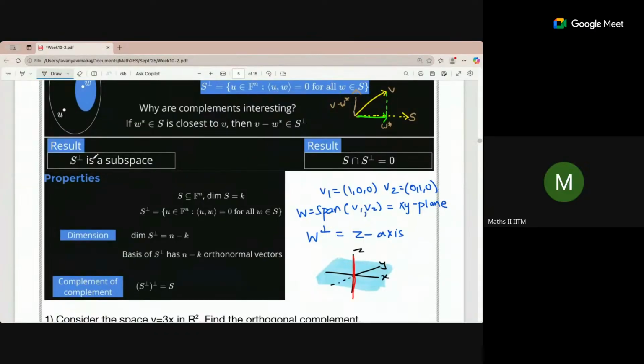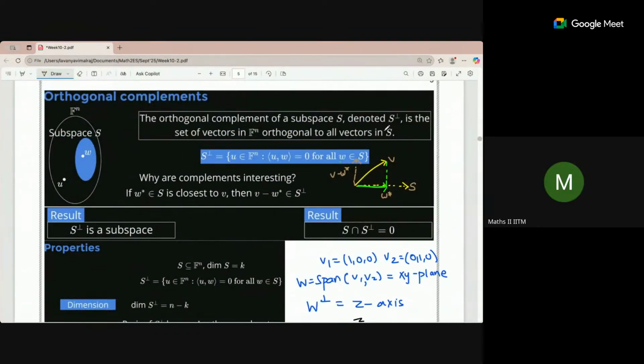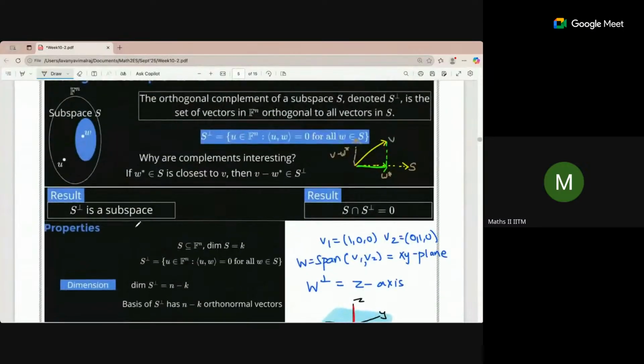So now S perp is a subspace of again Fn. If S is a subspace, then S perp is also a subspace. Why is it a subspace? For a subspace, do you all remember what are the conditions to check? It should be closed under addition and closed under scalar multiplication, right?